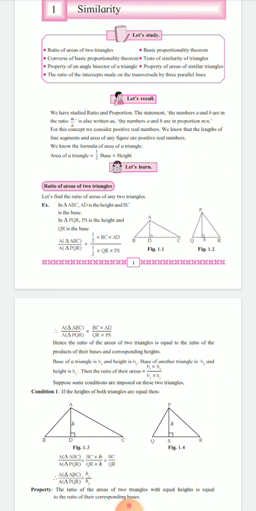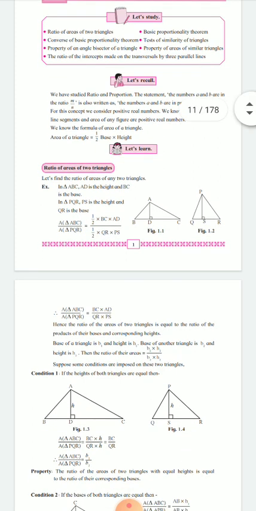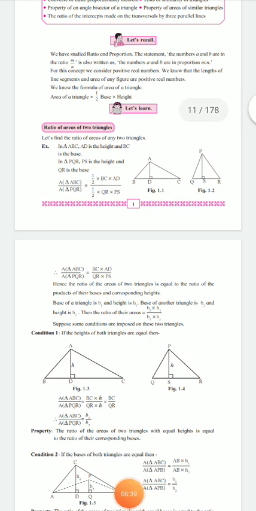If numerical values are given in your problem instead of B1, H1, B2, H2, you just have to find the area in a simple way, by doing simple calculations. Okay, so this is the formula to calculate the ratio of areas of triangles. Now we will see some of the properties by considering some conditions. We will see these conditions one by one.